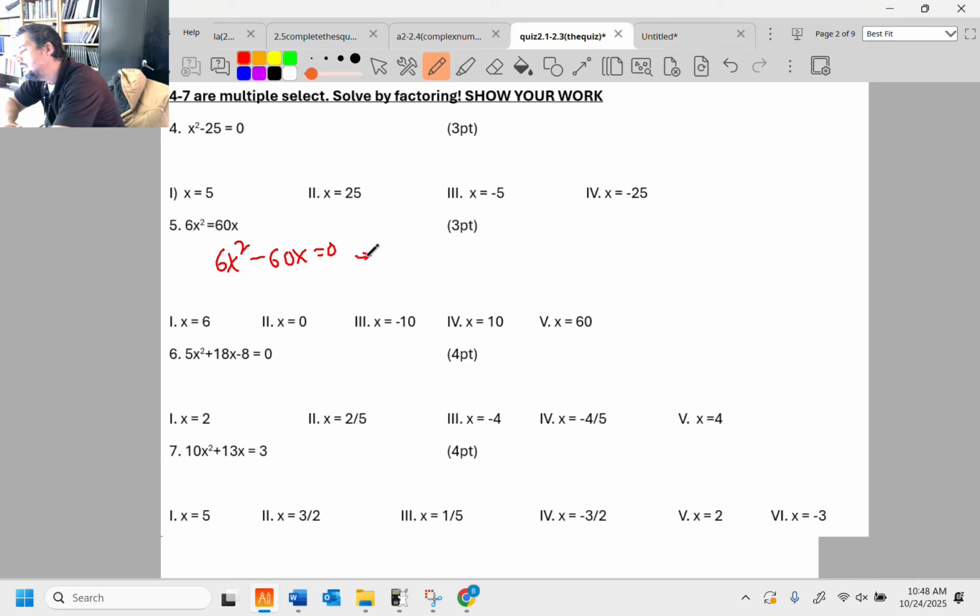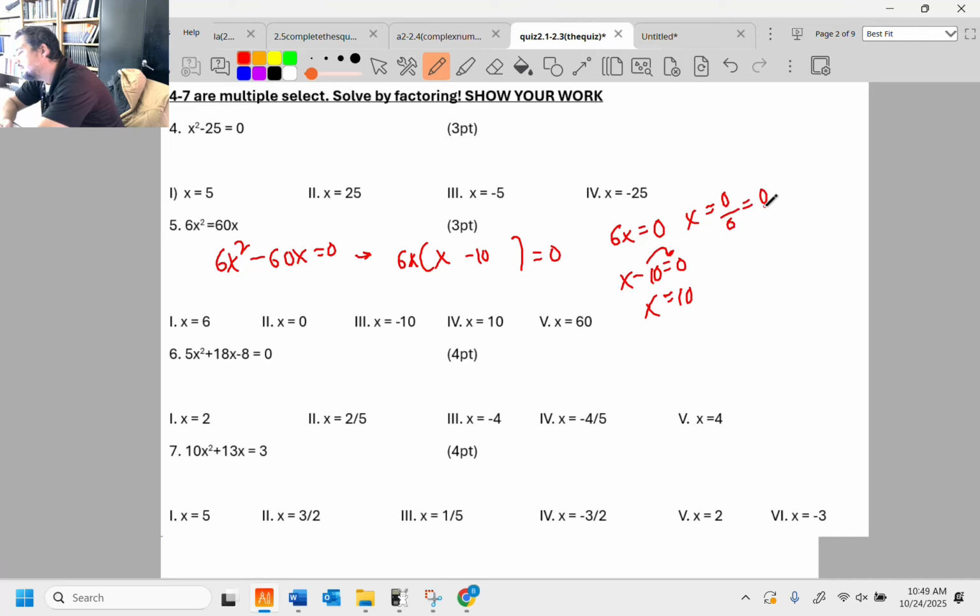Now, both of these pieces possess a 6x. If I pull a 6x from 6x squared, there is an x remaining. If I pull a 6x from negative 60x, there is negative 10 remaining. There is no x. It's just x minus 10. By ZPP, 6x is 0, and x minus 10 is 0. Add 10 to both sides, the x value is 10. Divide out the 6, x would be 0 over 6, and 0 divided by anything is going to be 0. By the way, right there, two answers. We are either 0 or we are 10.